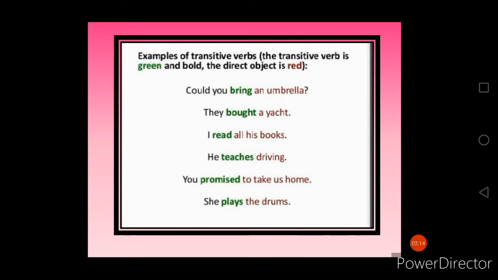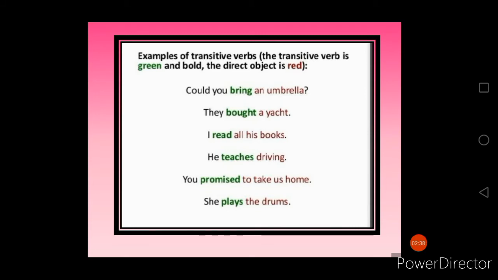Okay, see the next example. You promised to take us home. Here what is the verb? Promised. After the verb, object is present, direct object is present. What is the direct object present here? To take us home is the direct object. So promised, it is the transitive verb, because after this verb, object is present.